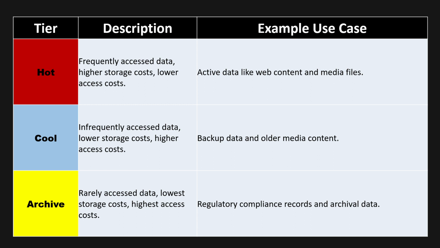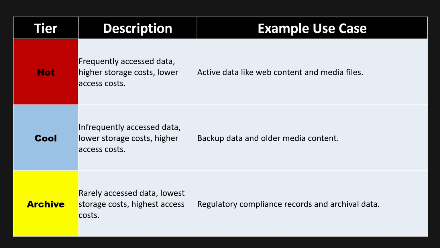Next we have the cool tier. If we want to access the data infrequently, like after a while, in a week or so, we can use the cool tier, which provides a lower storage cost but higher access cost, because it will take much more time to access what we want, so it has the higher access cost.